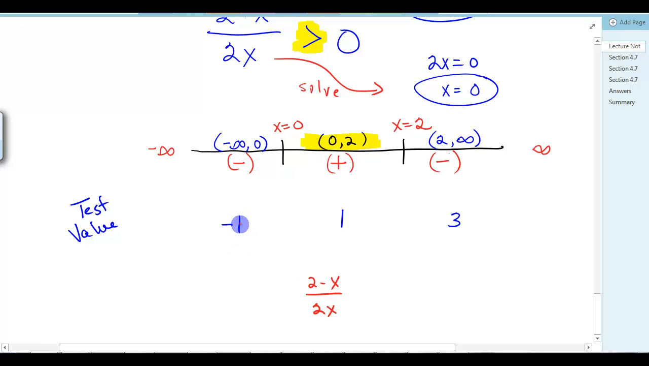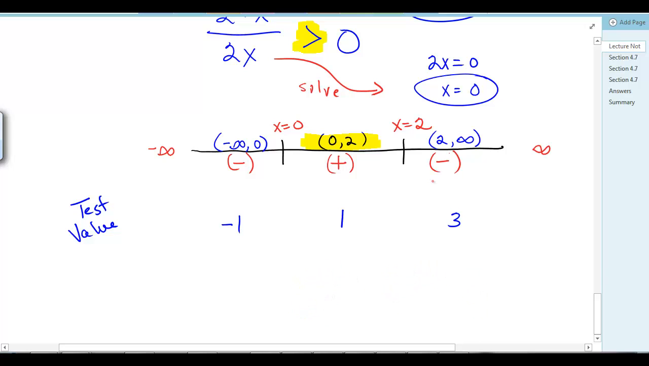If we plug -1 in, we have 2 minus a -1 over 2 times -1, and so that becomes 3 over -2. The sign of that number is negative, so I put the negative there. If we plug in 1, we have 2 minus 1 over 2 times 1, and that's 1/2. The sign of that is positive. And you do the same thing for plugging in 3.